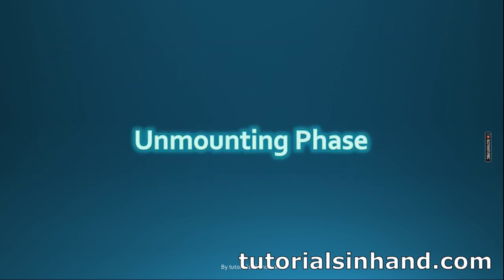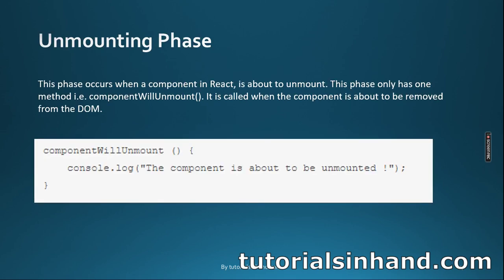Okay. The last phase which we are going to talk about is the unmounting phase. In this unmounting phase, there are no other methods available apart from componentWillUnmount. This phase occurs when a component in React is about to unmount. This phase only has one method, that is componentWillUnmount. It is called when the component is about to be removed from the DOM.